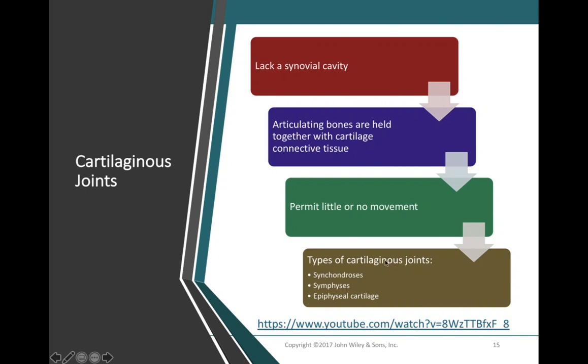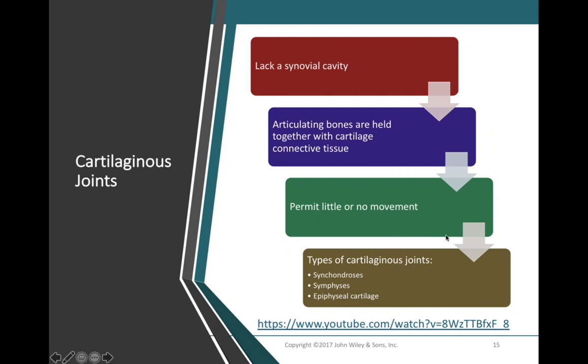So synchondroses are held together by hyaline cartilage, which is our most common type of cartilage that we have in our bodies, and symphyses are going to be held together by a layer of fibrocartilage. Now we have a bonus one here. This is the epiphyseal cartilage. So remember, the epiphyseal line that we find in our long bones is also going to be a structure that holds two bones together with some cartilage. That being said, this is not truly classified as a joint. So I just wanted to take a quick second to mention the epiphyseal cartilage, as it is a place in the body that's going to be bound by some type of cartilage.